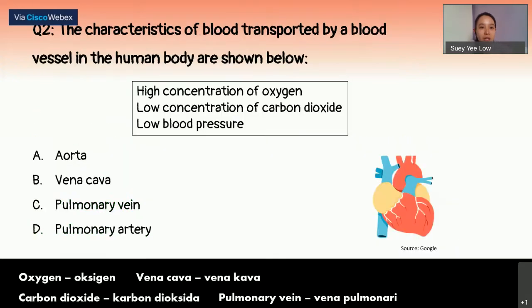Next, the characteristics of blood transported by a blood vessel in the human body are shown below. First one: high concentration of oxygen, low concentration of carbon dioxide, low blood pressure. So be careful, here even though it is high concentration of oxygen, it's low blood pressure. So A, aorta, B, vena cava, C, pulmonary vein, and D, pulmonary artery. So tell me the answer.